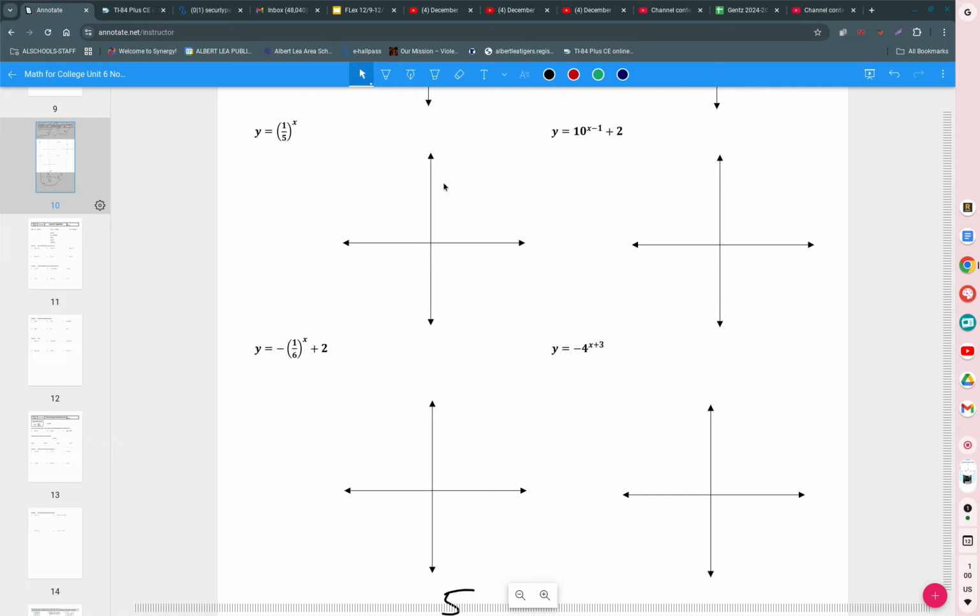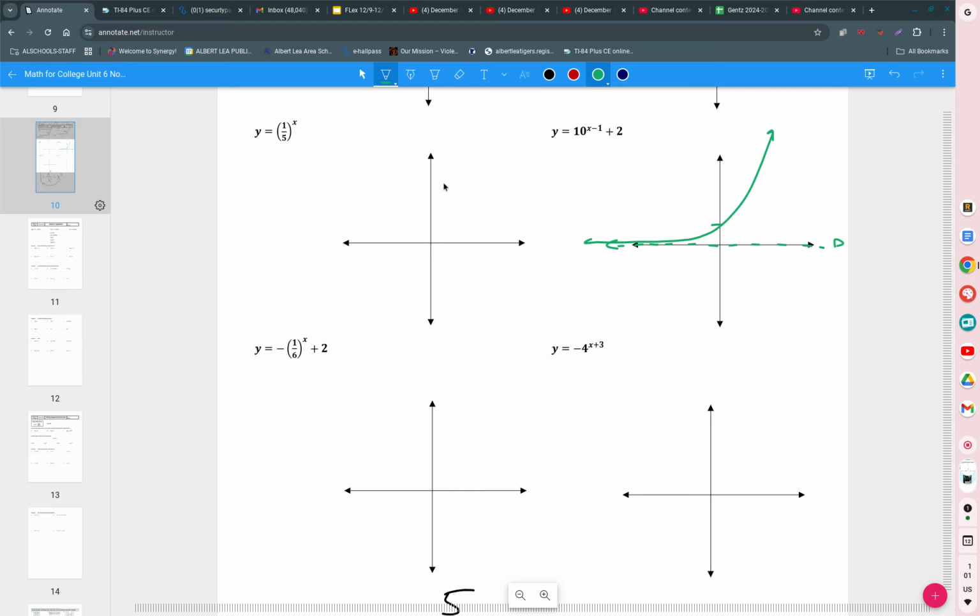Let's look at the one below it. 10 to the x minus 1 plus 2. I'm going to do this in 3 stages for you. Okay? The parent function looks like this. What happens if we do the plus 2? It's going to move it up 2. Okay? Anybody know what the x minus 1 will do?